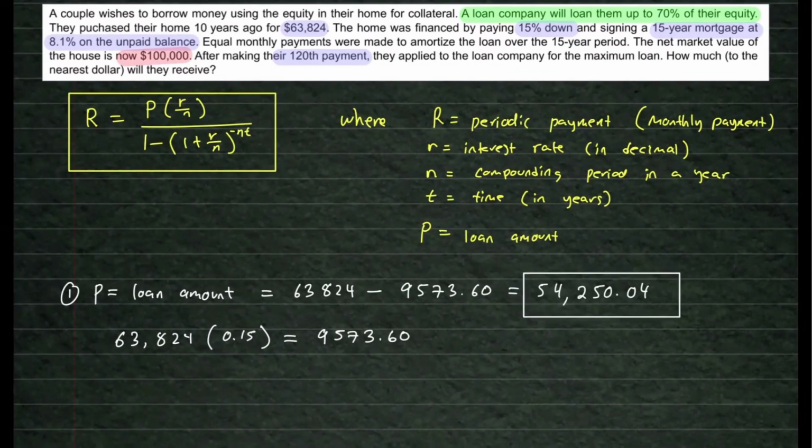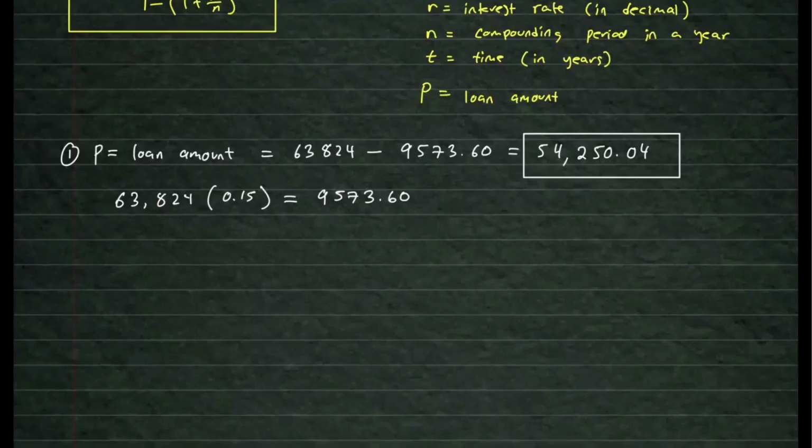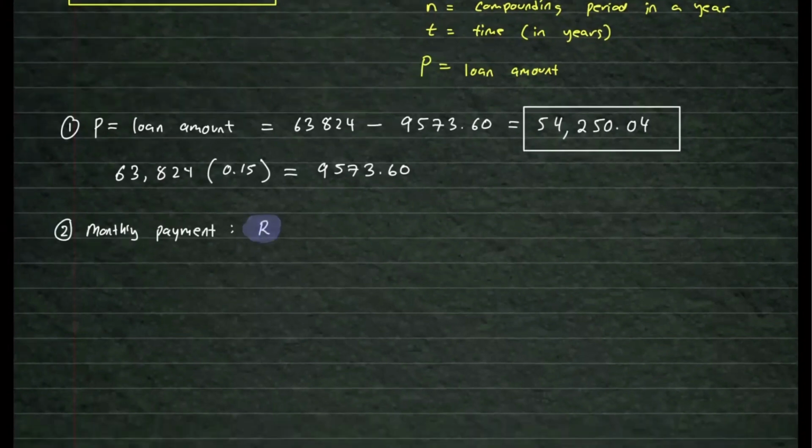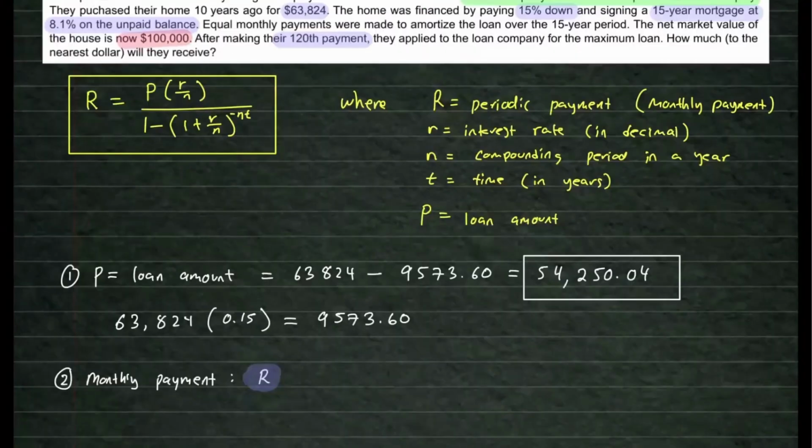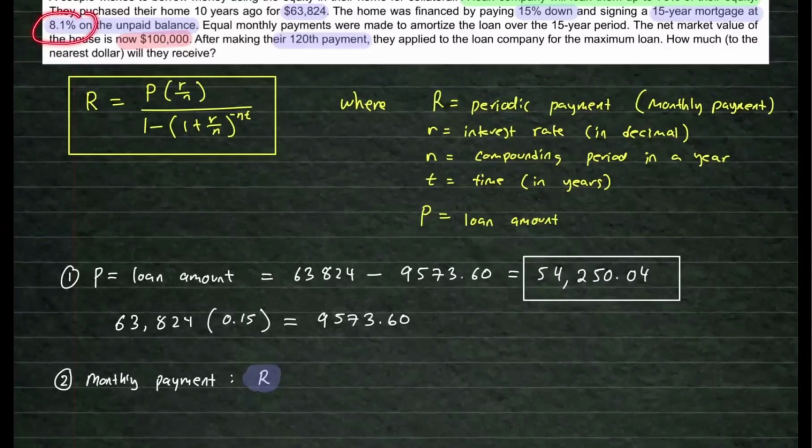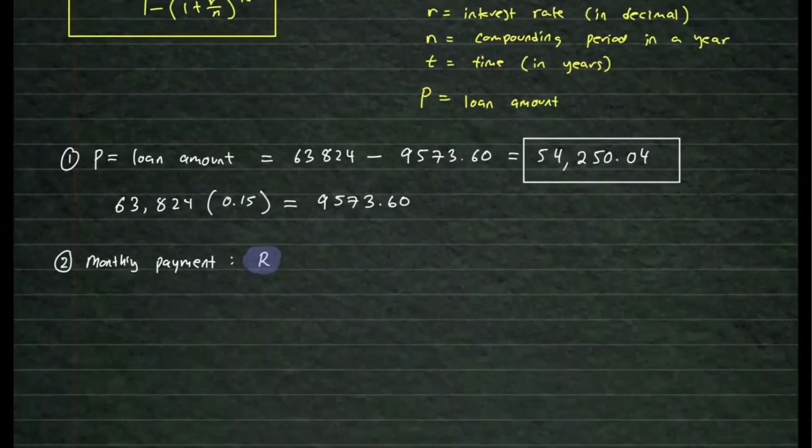All right, so now that we have calculated what their loan was, we can figure out their monthly payment for 15 years if they were to amortize this amount with equal monthly payments at this interest rate. So that's what we're going to do next. The next thing we're going to calculate is their monthly payment, meaning big R. Let's write down what is given to us. This is the question mark, we want to know what that is. In the problem, it's given to us that the rate is 8.1%, so we know that little r is going to be 0.081.